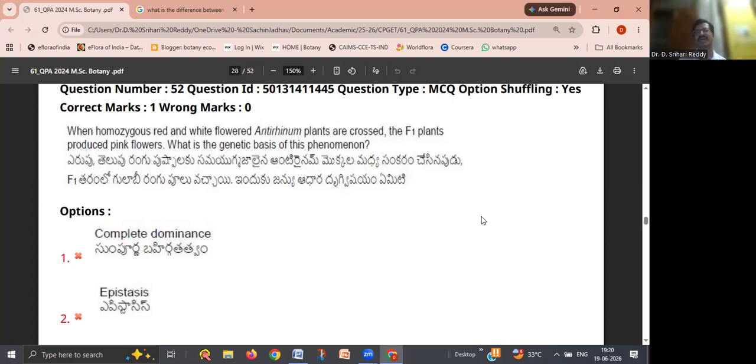And when it is intercrossed, after the selfing, we get the 3:1 ratio in the phenotype. That means 3 tall and 1 short plant. But the genotypic ratio is 1:2:1.